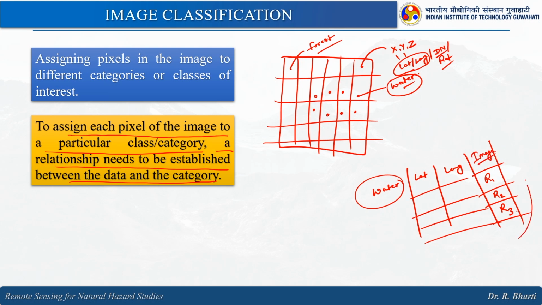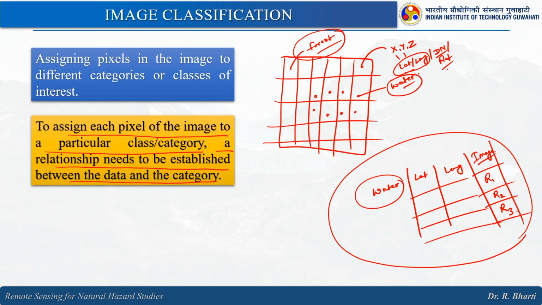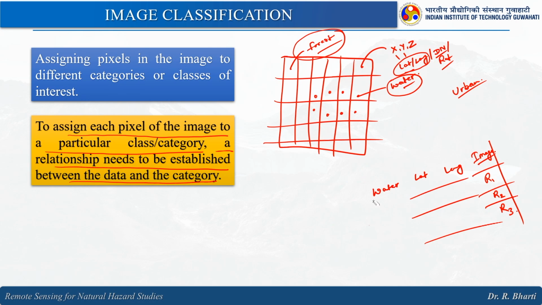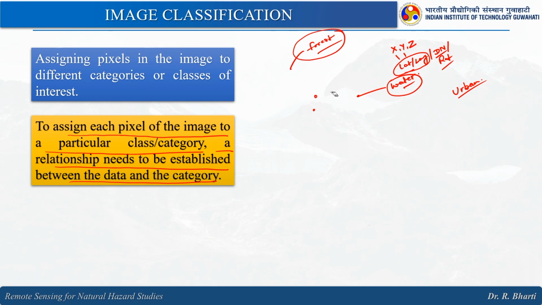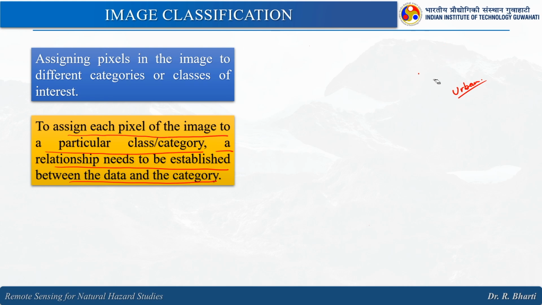Now, we have a set of values representing water. Similarly, I will have a set of values for forest. Similarly, I will have a set of values for urban and any other class into which I want to classify my image. So, likewise you should have the information from the field about the classes or categories available in my image, and then you should have the information about the corresponding reflectance or DN values from your image.